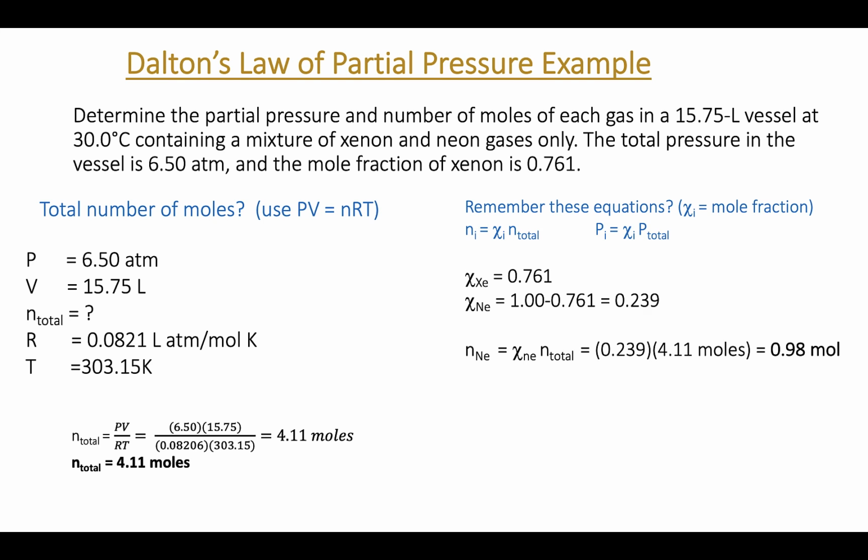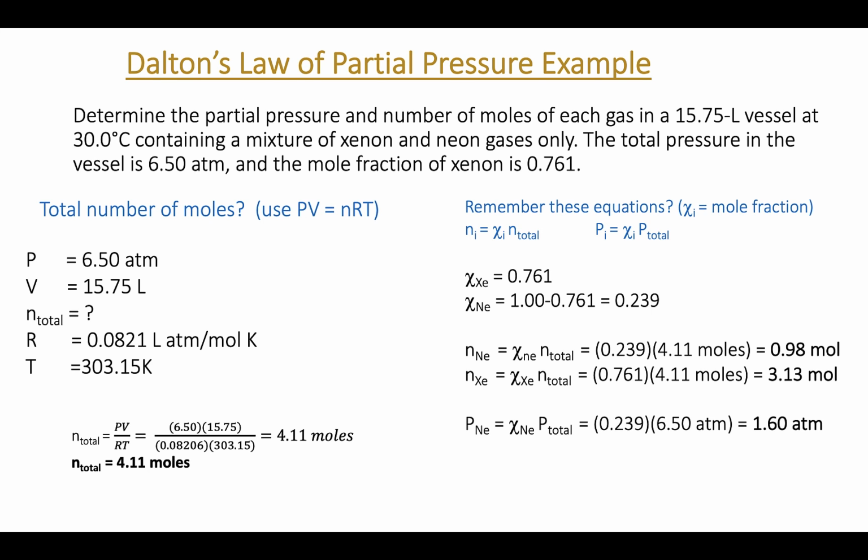From this, we can calculate the number of moles of either component. Let's start with the neon. 0.239 is the mole fraction. Multiply that fraction by the total number of moles, and that's basically like taking 23.9% of 4.11, and we obtain the number of moles of neon. Do the same thing for xenon, and we can actually just do this by subtracting that number of neon moles from the 4.11 moles that are total. If it's the 2 of them together, then that will be true. So either way you want to do it, you'll obtain that the xenon is 3.13 moles.